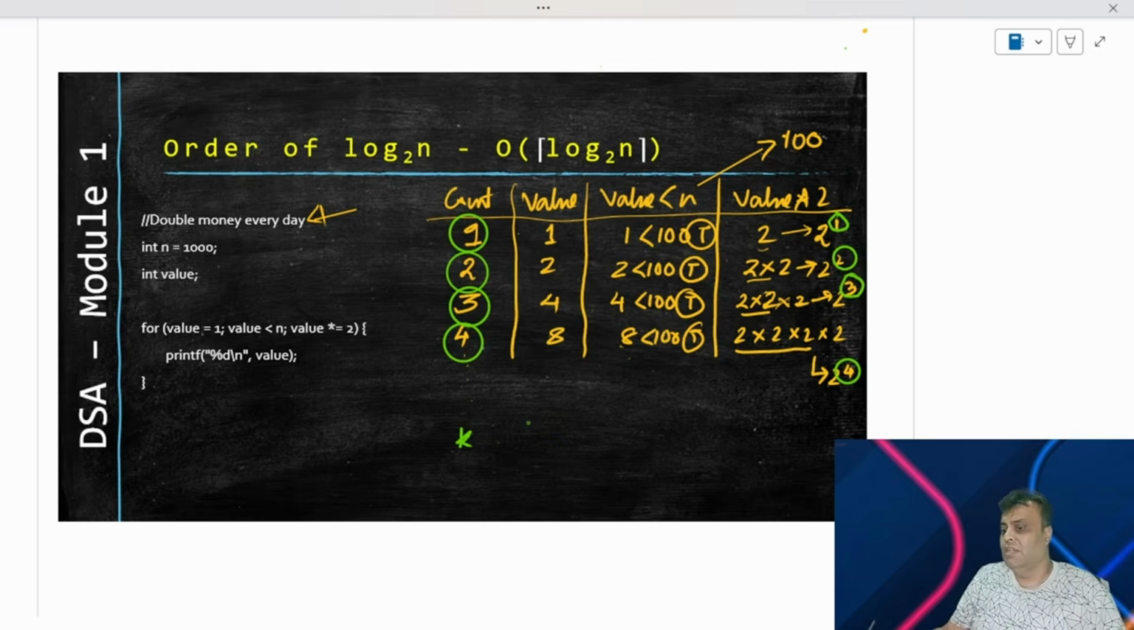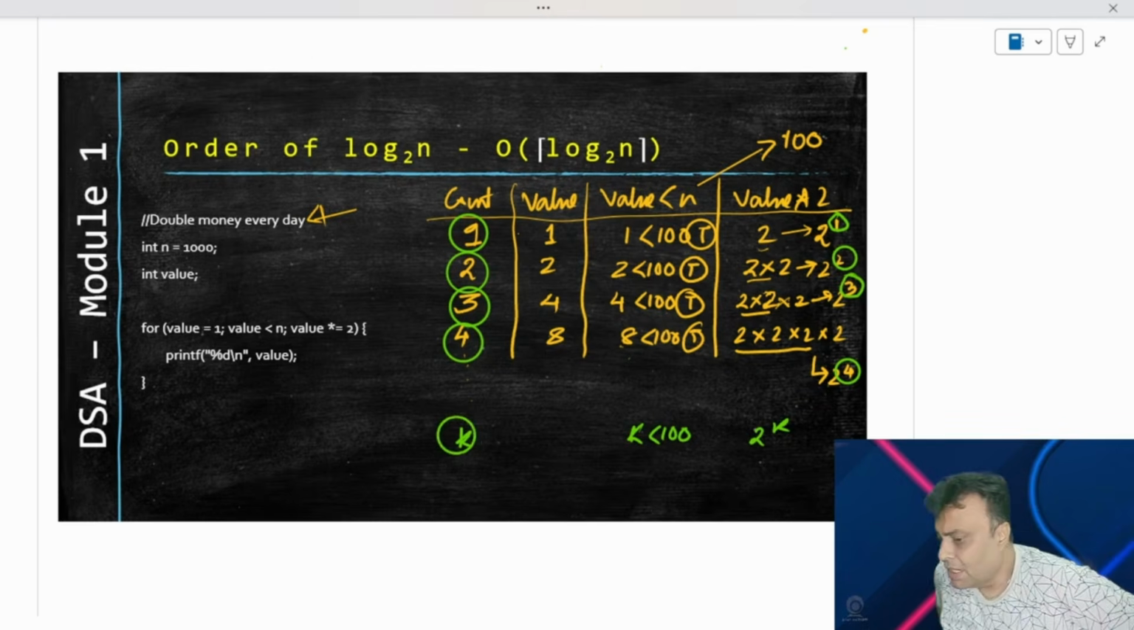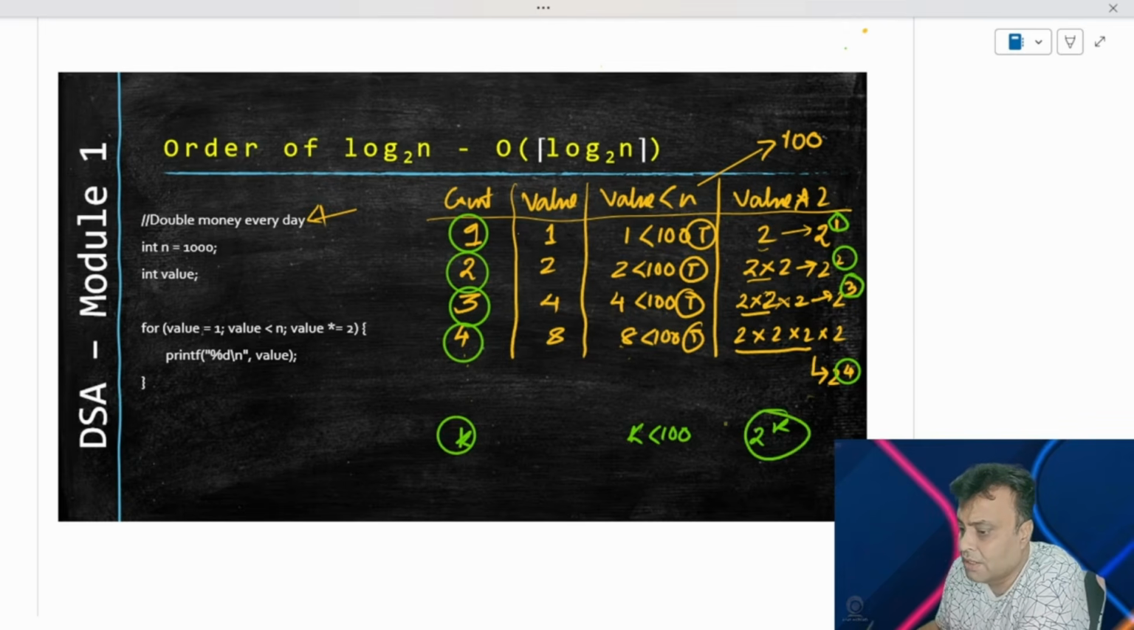And I'll say that if it runs k number of times, then that k is going to be definitely less than 100. And that k will produce 2 to the power k as the outcome of value, right? So can I say that if the algorithm runs for the kth iteration, the value will be 2 to the power k? So with that, we will hold our thoughts there, and we will assume that at the kth iteration, I will have the value as 2 to the power k.